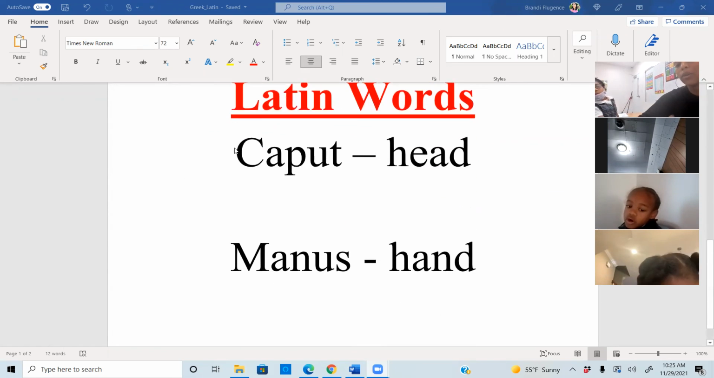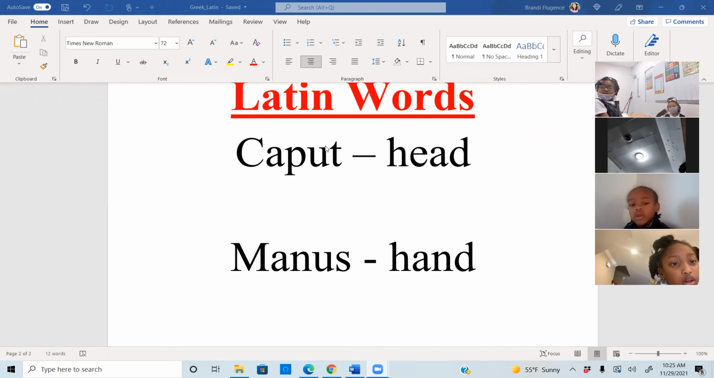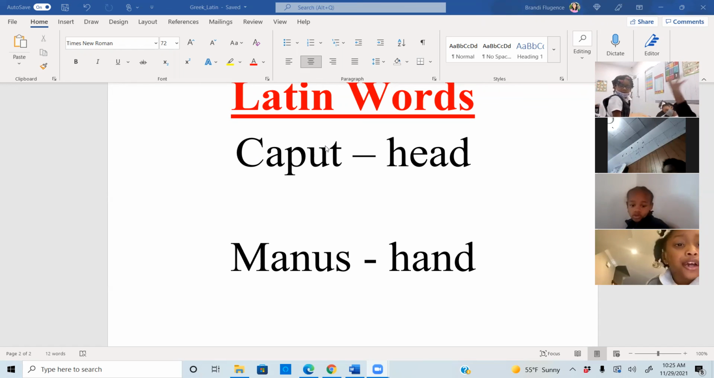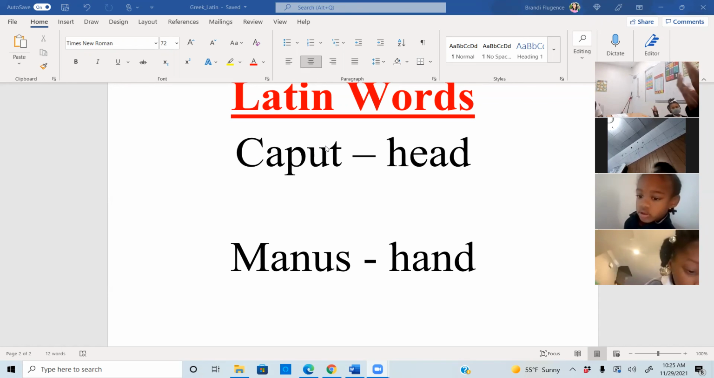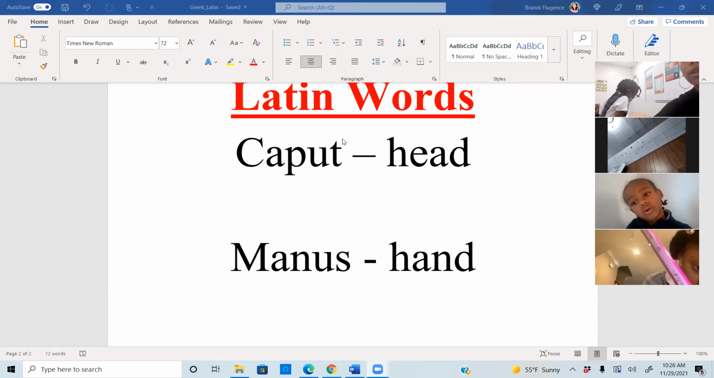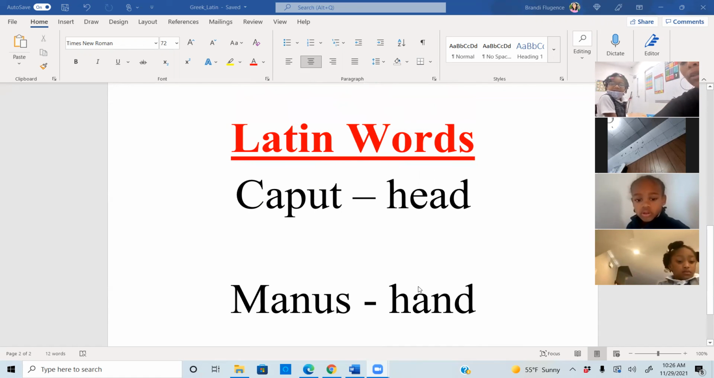And then we have our two Latin words, which is caput. C-A-P-U-T. Caput, which means head. For example, when I say the capital. And then manus, M-A-N-U-S, manus, and it means hand. Like when someone goes to the nail shop and get a manicure, that means they're getting their nails done. Okay, so these are your Greek and Latin words this week. Scopio means to see or look. Latin word caput means head, and manus means hand.